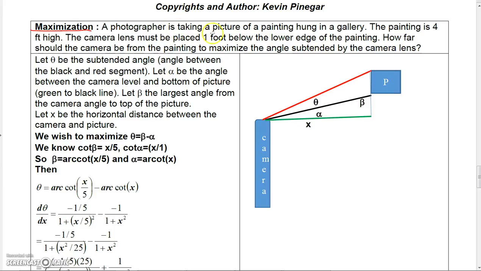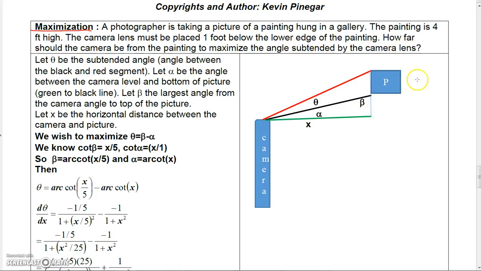So a photographer has taken a picture of a painting hung in a gallery. The painting is 4 feet high. The camera lens must be placed 1 foot below the lower edge of the painting. How far should the camera be from the painting to maximize the angle subtended by the camera lens?